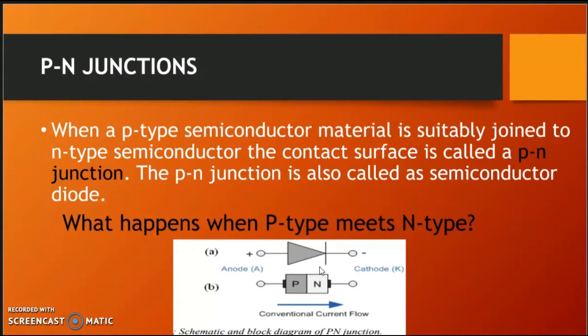So whenever they come together, there is a force of attraction, because in the P-type there are holes. These holes are looking for electrons. They hold a vacancy for electrons, so they need electrons to fill them. And the N-type semiconductors have electrons in abundance, so these electrons too are looking for holes to fill.